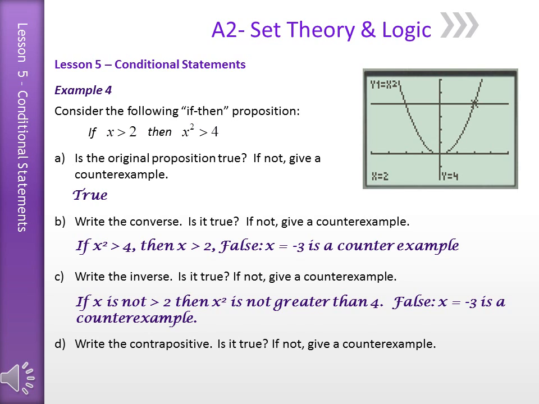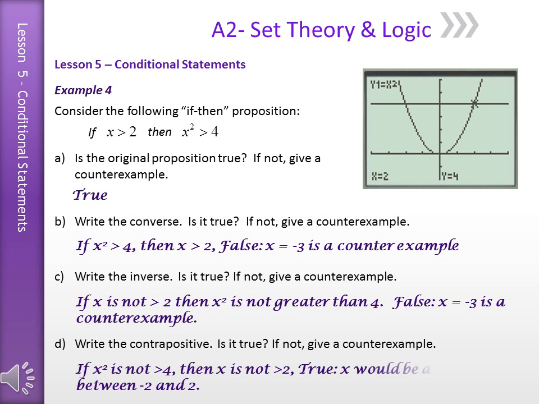The last part is to write the contrapositive. State whether it's true. And if not, we can give a counterexample. If x squared is not greater than 4, then x is not greater than 2. This is true. x can be any number between -2 and 2.